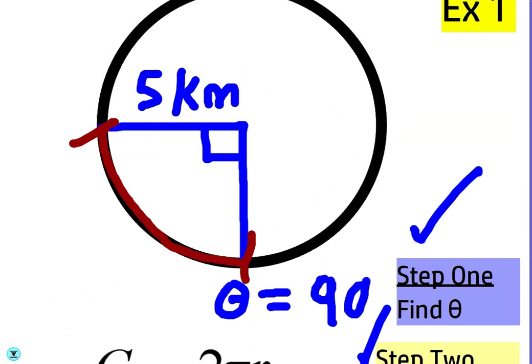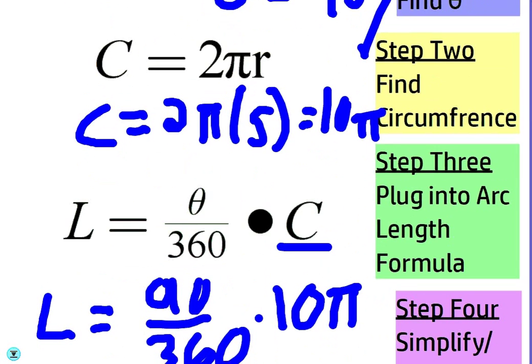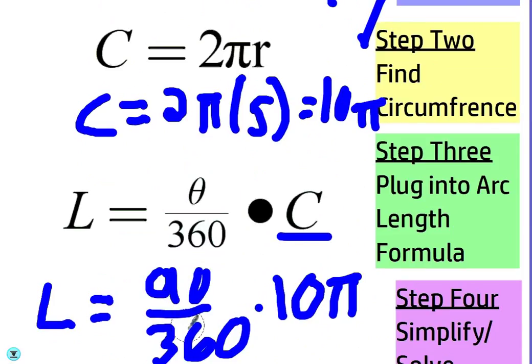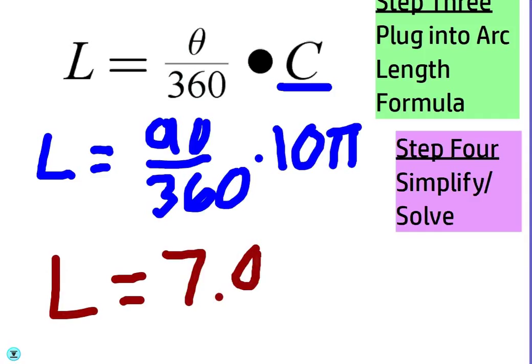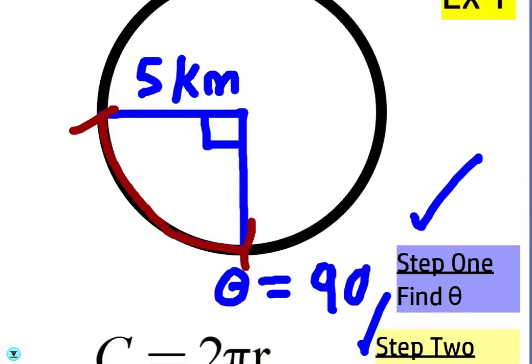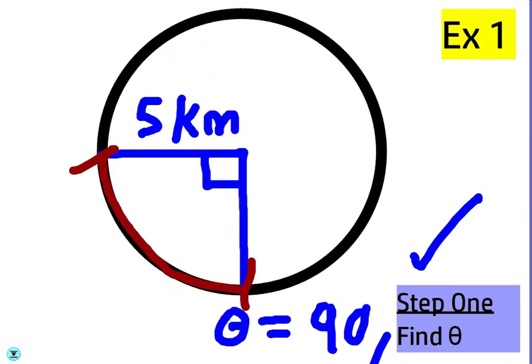I'm going to pull up a calculator. And this is what I'm going to plug in. So rounding to the nearest tenth, it's going to be 7.9 kilometers. And again, just to give you some perspective, what we found is the length of this arc right here. It makes sense. It's going to be a little bit longer than the radius. And that's all you have to do on the front, okay?